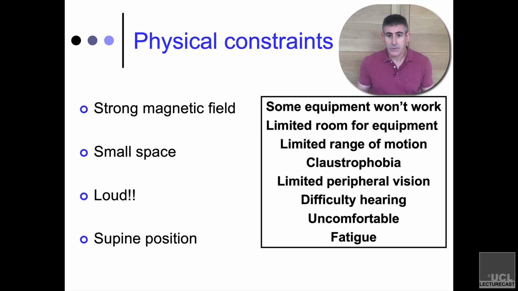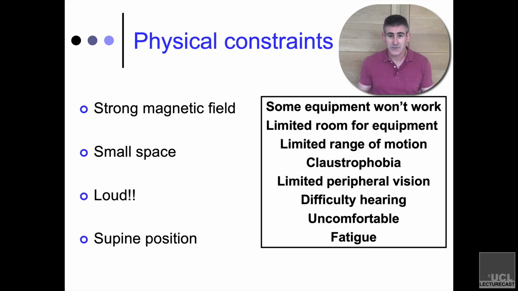Plus, there's a very limited range for equipment. You're literally lying in a tube. Depending on the scanner and your size, you may find that your shoulders are physically touching the sides of the scanner. So there just isn't a lot of room for a lot of extra kit around there. It means that there's also a very limited range of motion, right? You can't get people physically doing big movements.